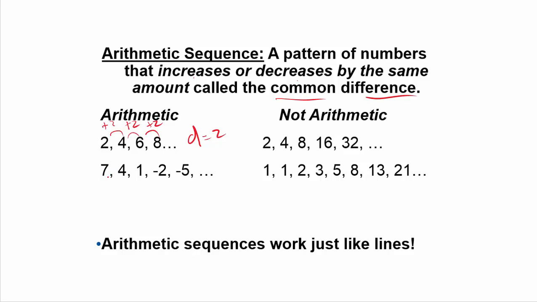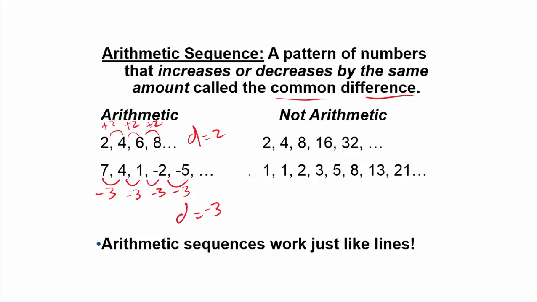Okay, now if we look at this lower one here, this is also arithmetic. Each time you go from one number to the next, every single time, you're decreasing by 3. So each time you're subtracting 3. So in this case, D would be -3, or the common difference would be -3.